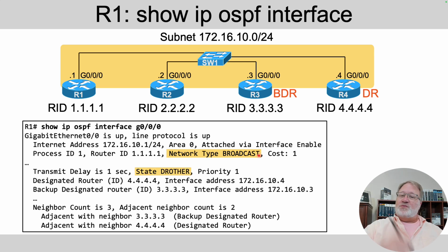We see that this router R1 is DR other off that interface. It identifies the DR and BDR by router ID. It identifies those counts we just talked about, just in longer form. And it identifies the fact that this router is fully adjacent, that is in a full state, with 2 neighbors, 3.3.3.3 and 4.4.4.4, which are, of course, the BDR and the DR.